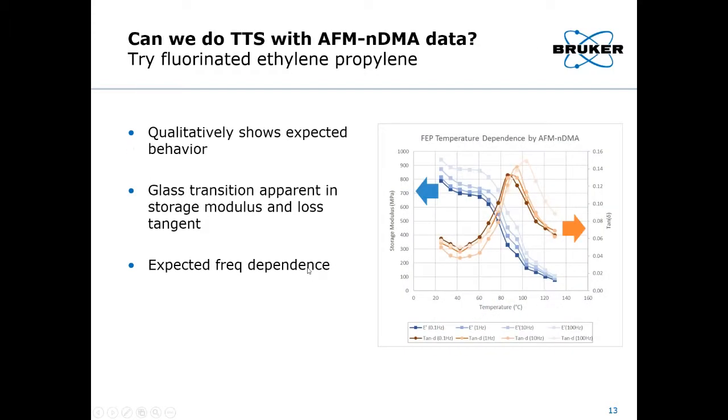So can we do time-temperature superposition with our AFM-nDMA data? Well, we need a bunch of spectra at different temperatures. So here's some typical spectra on a fluorinated ethylene propylene sample. And it qualitatively shows what we're expecting from the behavior. We have a glass transition happening with a loss tangent peak here. And when we go to higher frequencies, the peak shifts to higher temperatures, and so that's the expected frequency dependence. But how well does that actually match the bulk?